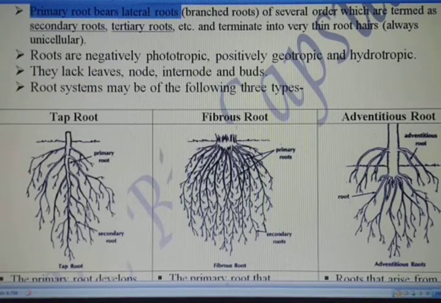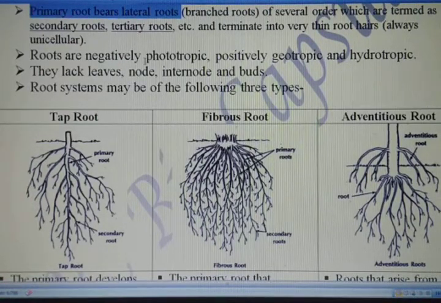Again from the secondary root, when further branches come out, they can be called tertiary roots, and later on finally they will terminate into root hairs. Now these roots are going away from the light and going towards the water and towards the gravitational force or gravitational pull. So you have studied in your earlier class about phototropism, geotropism and hydrotropism.